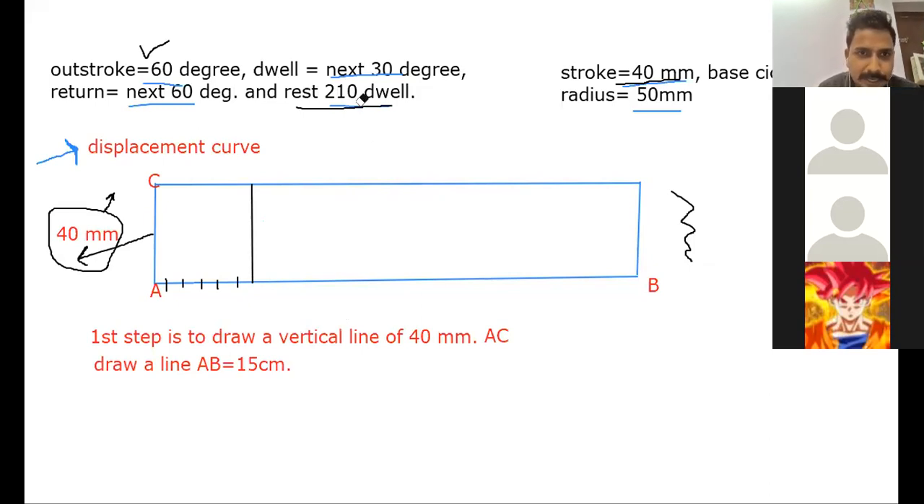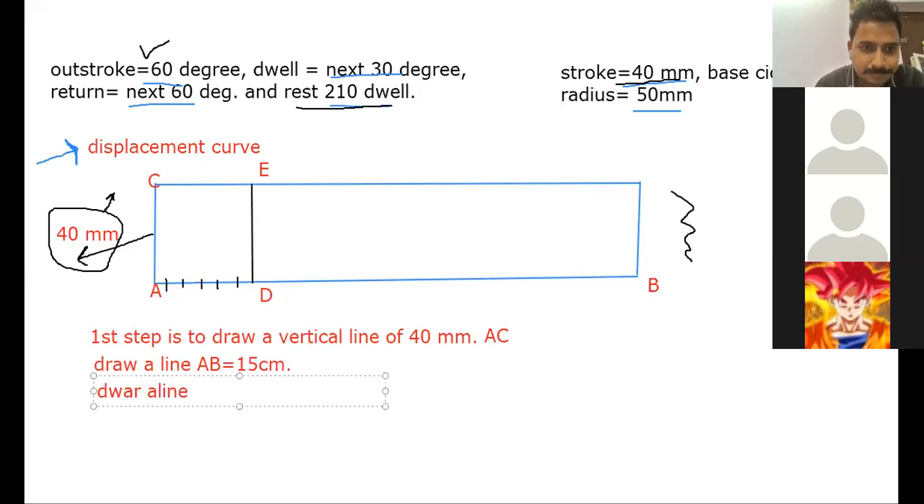What I have done, I have taken a line. Let us name this point as D point. I have taken the AD line equal to 6 centimeters and divided it into 1 centimeter each, and I have drawn a line DE that is parallel to AC, and it would be equal to 40 mm, because this is actually a rectangle.